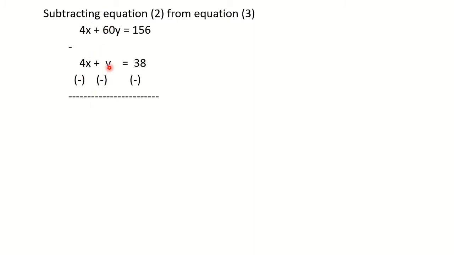60 minus 1, that means 59y here. And here when you subtract 156 minus 38, you will get 118. See, 16 minus 8 is 8, 1 carried, then 4 minus 3 is 1, and 1 as it is. So 118. So we will get the value of y as 118 divided by 59, that will be 2. Y is equal to 118 divided by 59, that is 2.